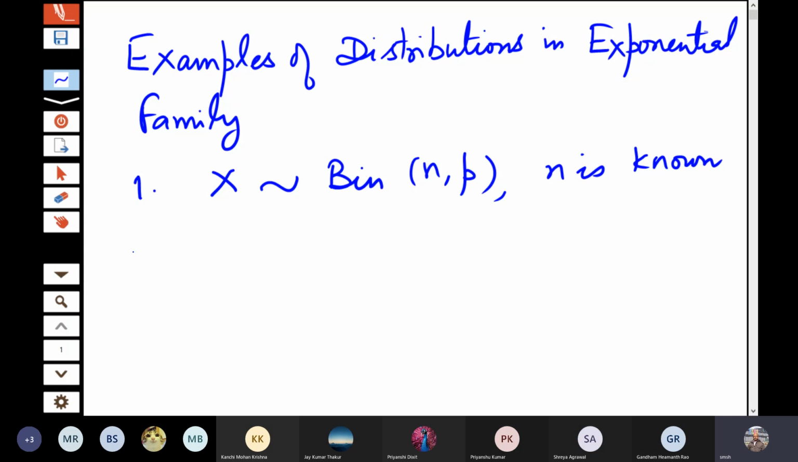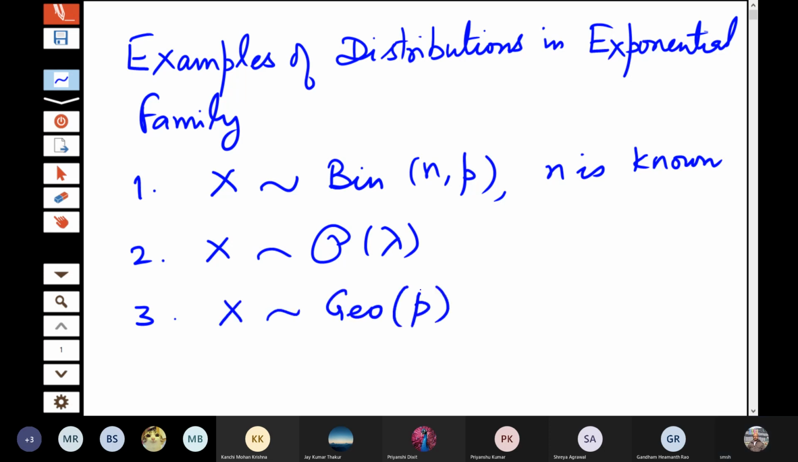Then it is an exponential family. If I am considering, say, x following Poisson distribution with parameter lambda, then this is an exponential family. We can also consider, for example, the geometric distribution.